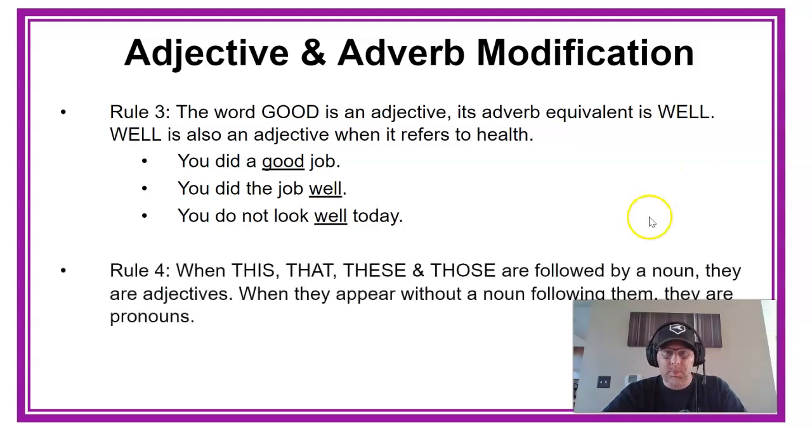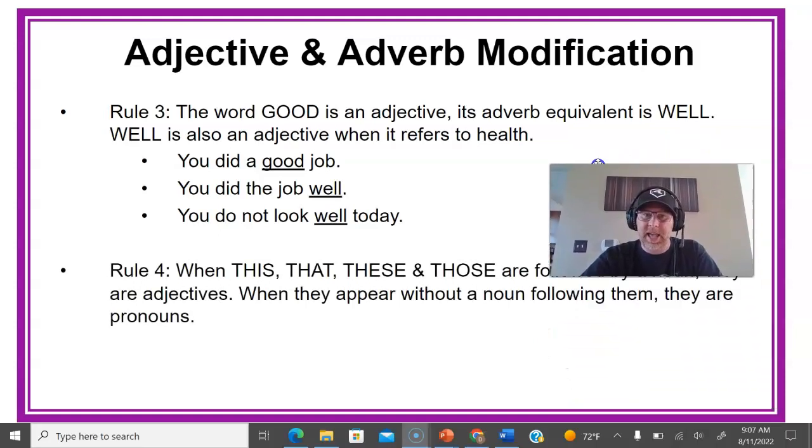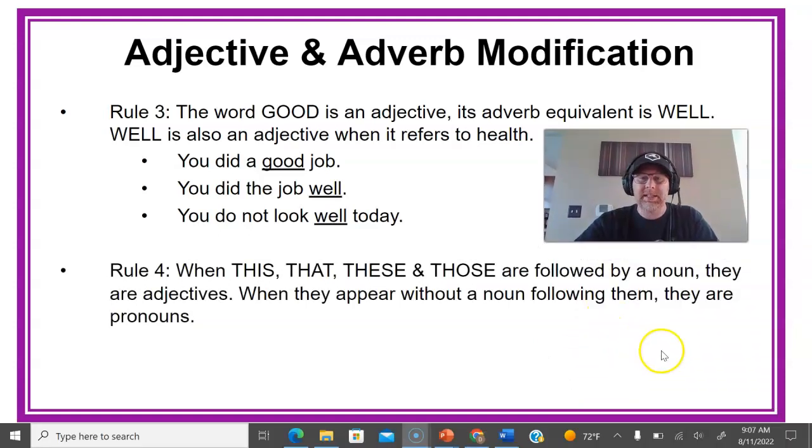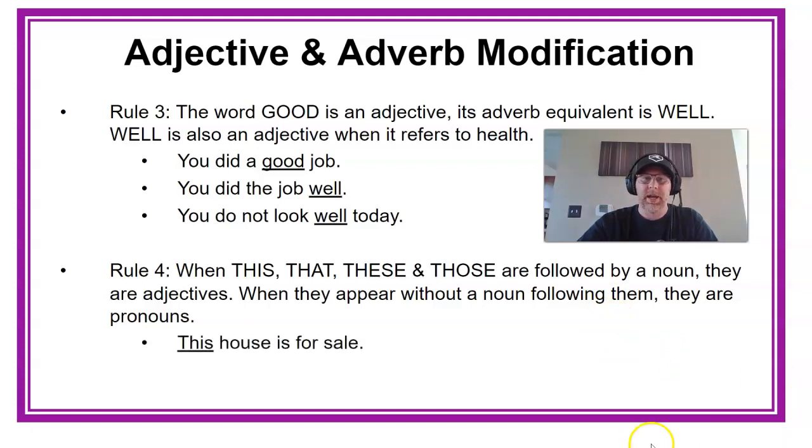The fourth rule is the words this, that, these, and those. Anytime they're followed by a noun, they're adjectives. Okay, this house is for sale. Notice this is describing the house. But if a noun does not follow one of these words, then it's going to become a pronoun. Okay, this is for sale. We don't know what is for sale. This is what's for sale, and is your linking verb.